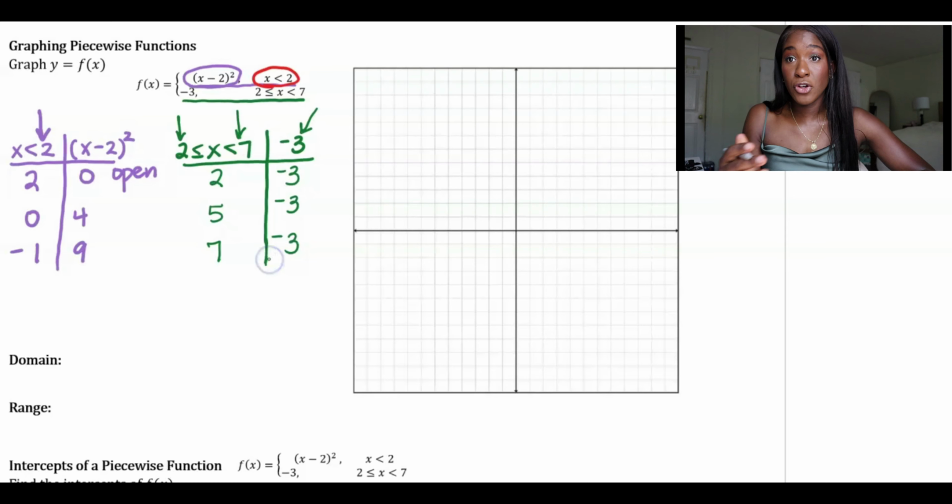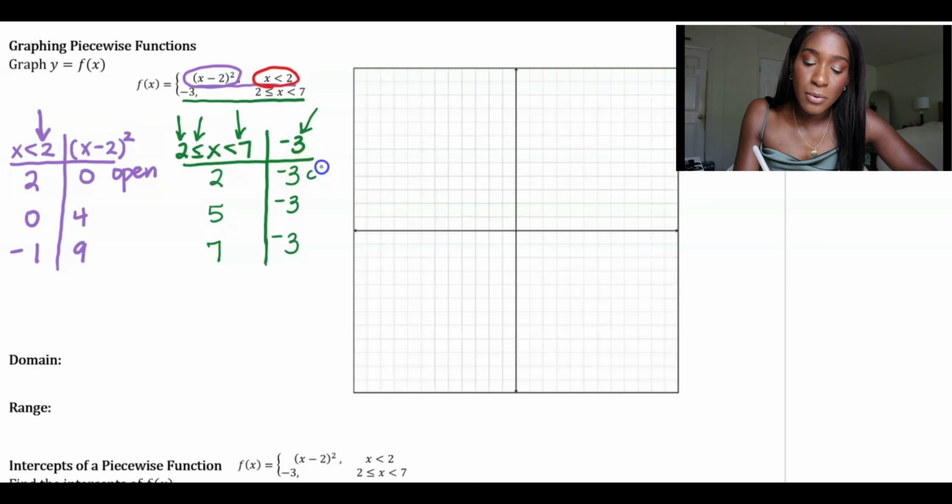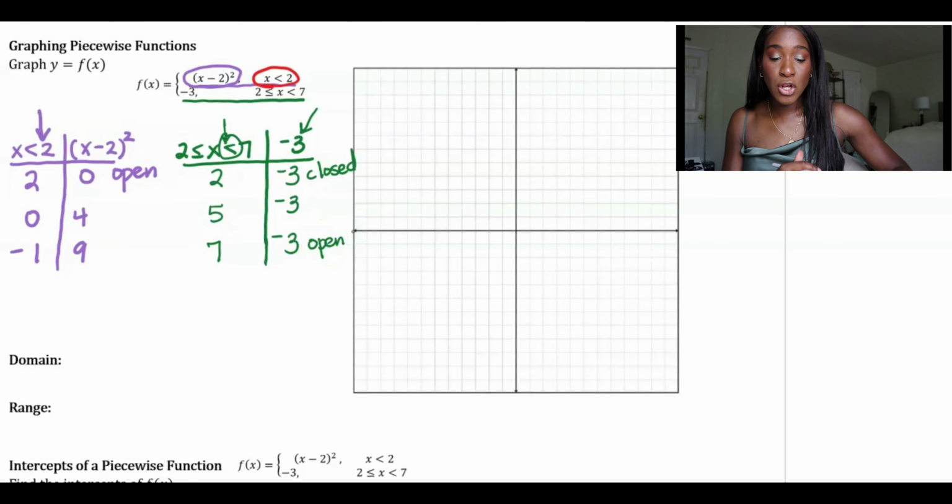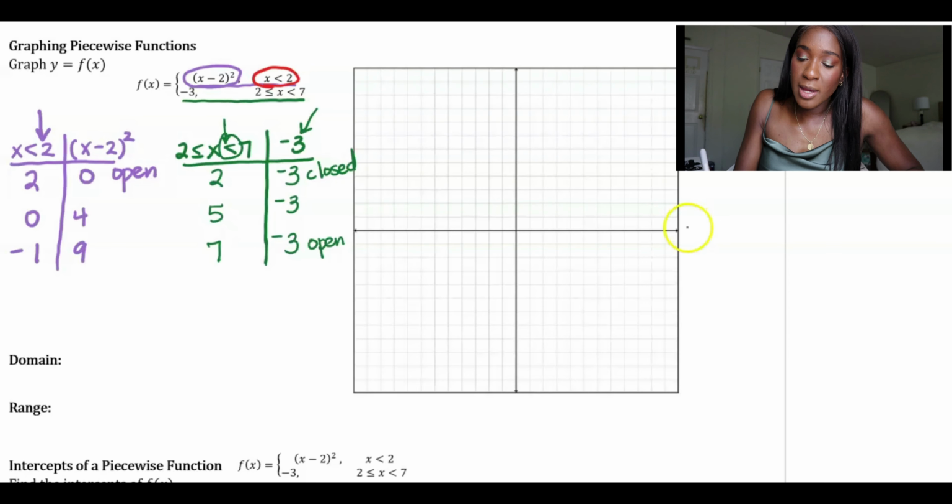That's a constant function. Now, let's talk about what's happening on the endpoints of this graph. The 2 has an or equal to in that piece of the inequality. X is greater than or equal to 2. Because of the or equal to, this point 2, negative 3 is going to be closed. But the 7 does not have an or equal to. This inequality here for the 7 just says x is strictly less than 7. 7 is not included. And so we're going to plot that as an open point. So now that we have our table set up, let's go in and graph.